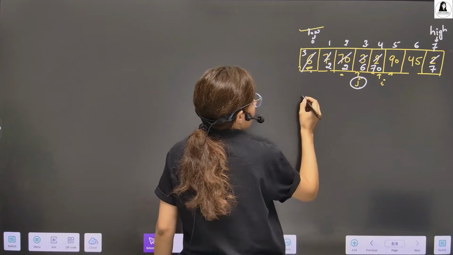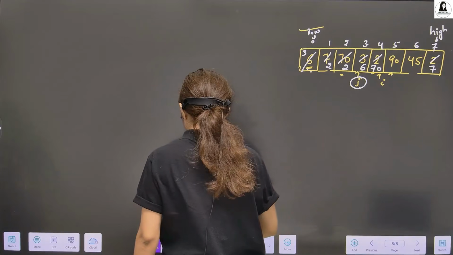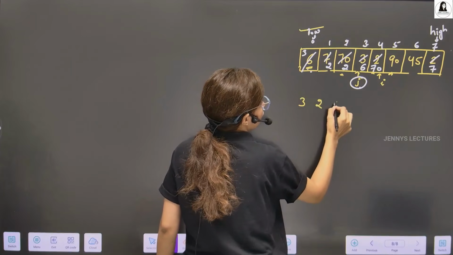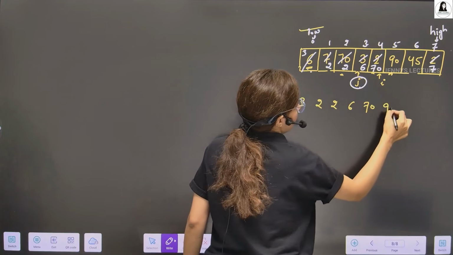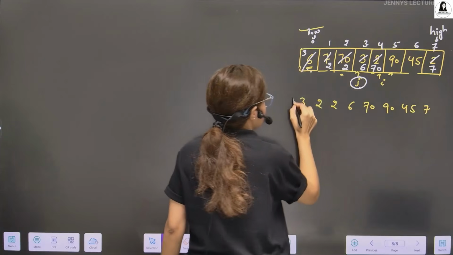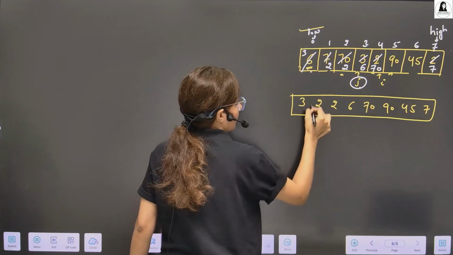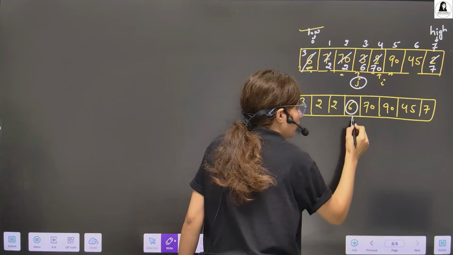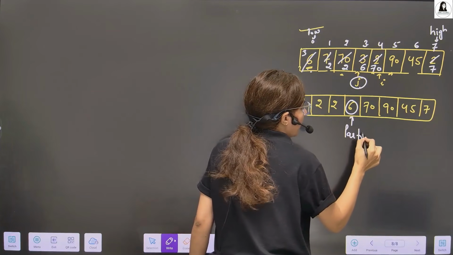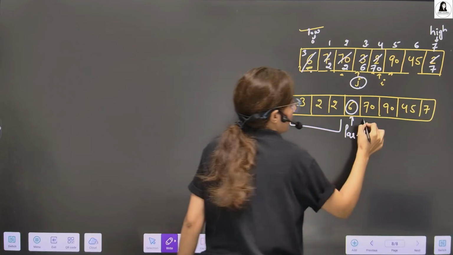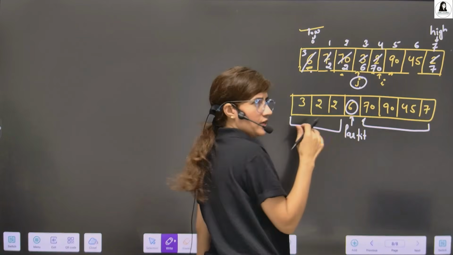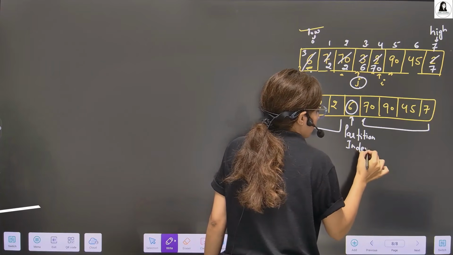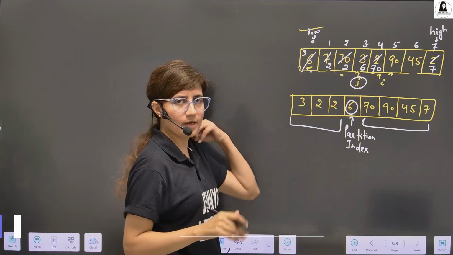Previously this was my array. Now my array becomes, after swapping, let me just change it: 3, 2, 2, 6, 70, 90, 45 and 7. This is my array now. This was my pivot element. So we got partition 1 and partition 2. We can call this the partition index, or the position or location, whatever variable name you take.